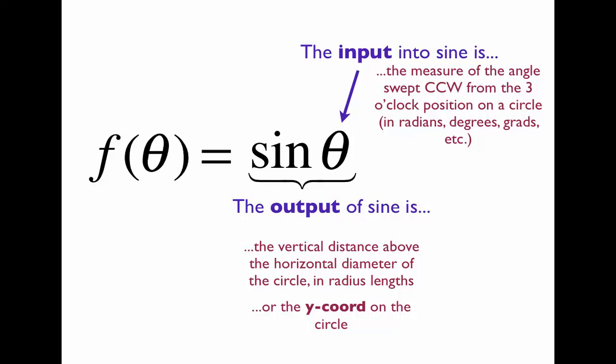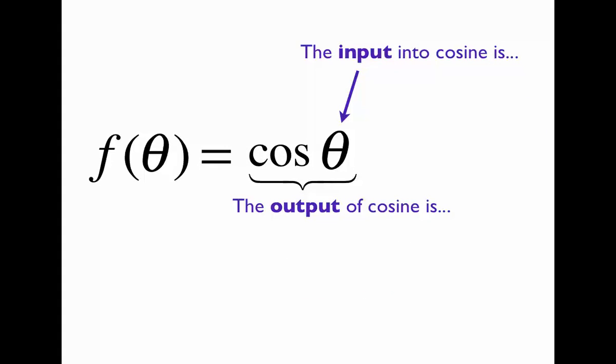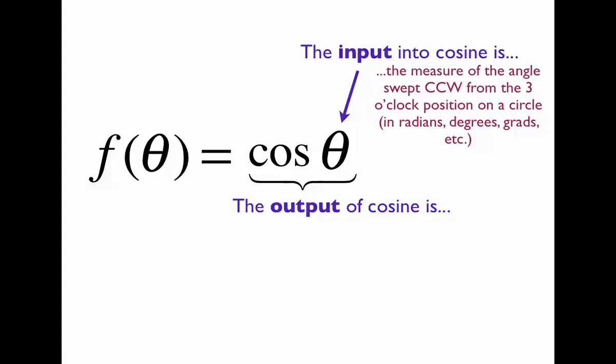Okay? Other half of the first page on your quiz, cosine. Let's do it again. So Christian, what's the input into cosine? Same as sine: the angle swept counterclockwise from the 3 o'clock position, any measure of an angle. Okay. And just to be a little more nitpicky, it's the measure of the angle, right? The angle is this object, but the input is a number. So we want the measure of the angle, just to make it perfect.